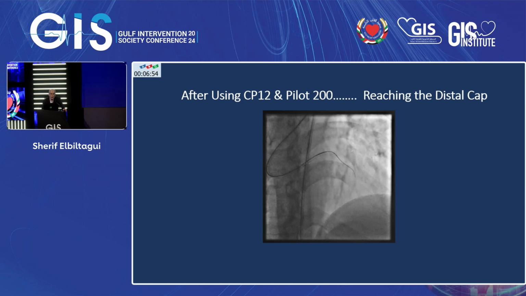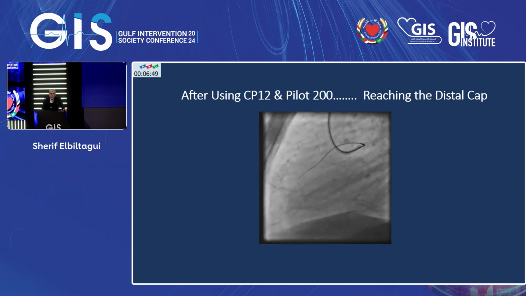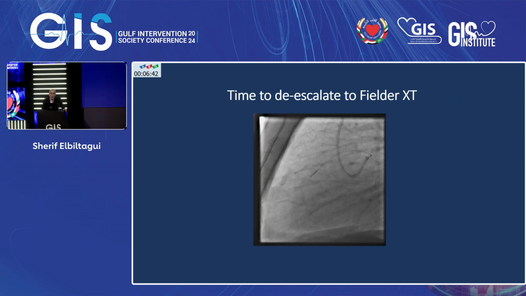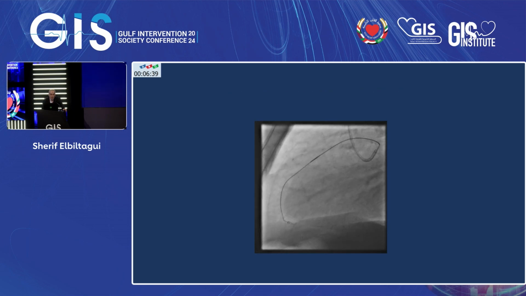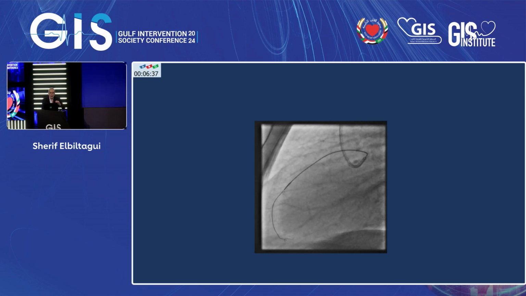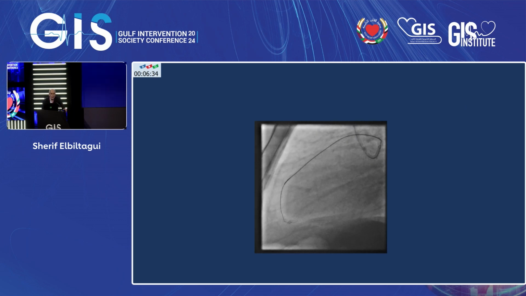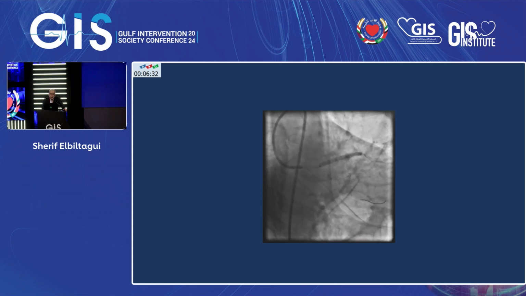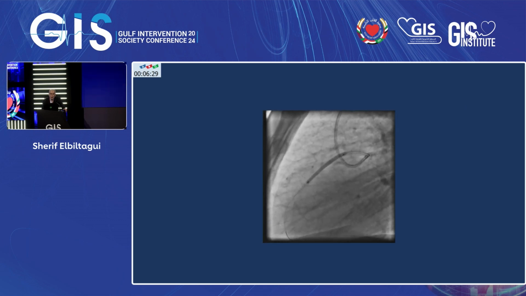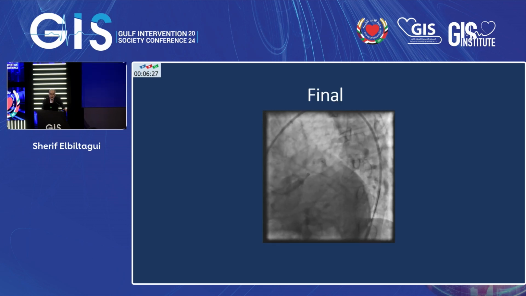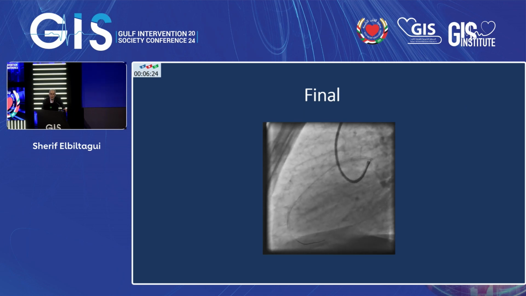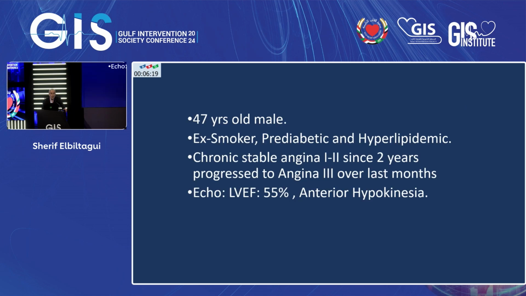I used a couple of penetrating wires, Pilot and Confianza CP12. After some time, I could penetrate to the distal cap, and then I preferred to de-escalate to Fielder in order to safely reach the distal, very diseased LAD. Then continue as usual, and I ended with such a result. Without the microcatheter, actually, I could not even start the CTO procedure.